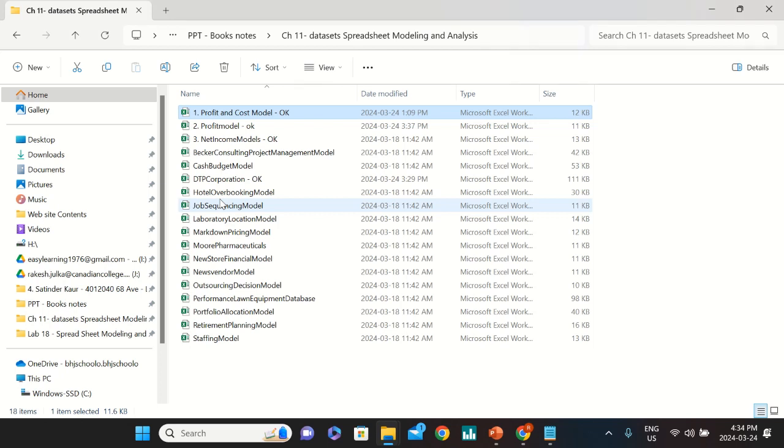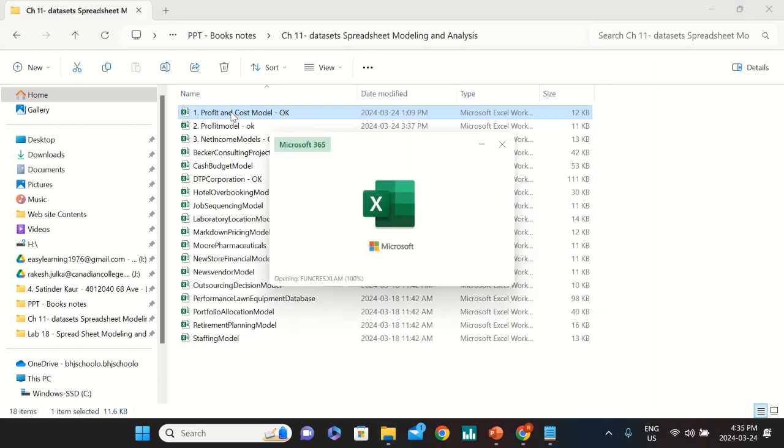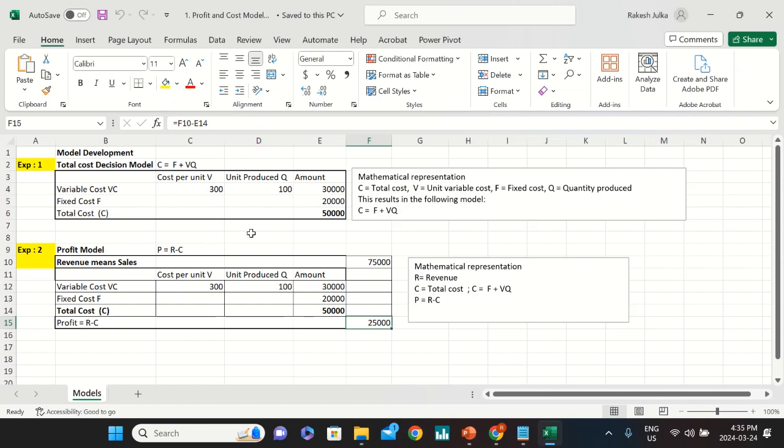How to create a profit and cost model. I'm just going to explain how to prepare a spreadsheet model and do analysis on the basis of this. We have a couple of files. These are the data files. First, I'm going to open the first one, which will show the profit and cost model. Modeling is an art, and I'm just going to explain how to create models.